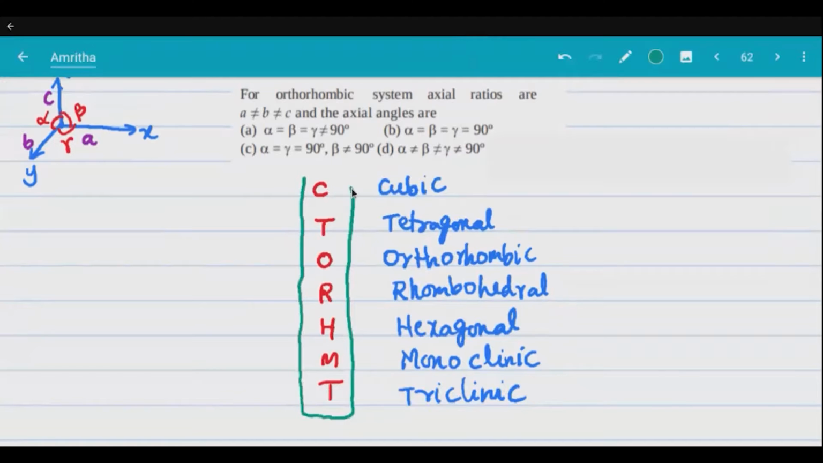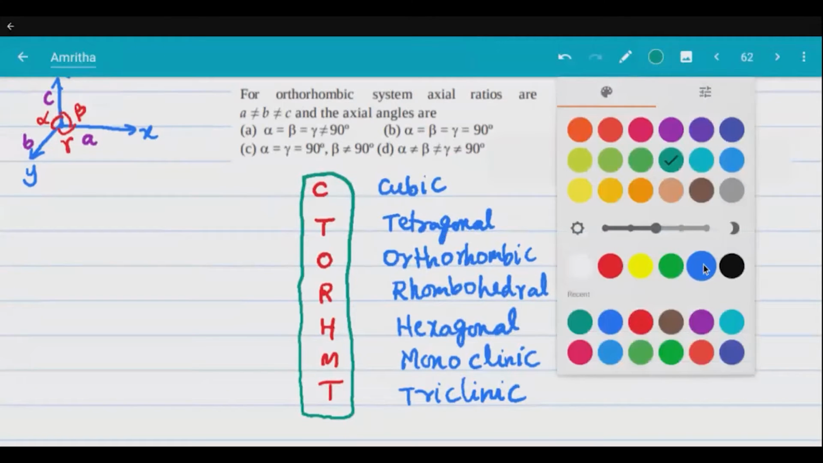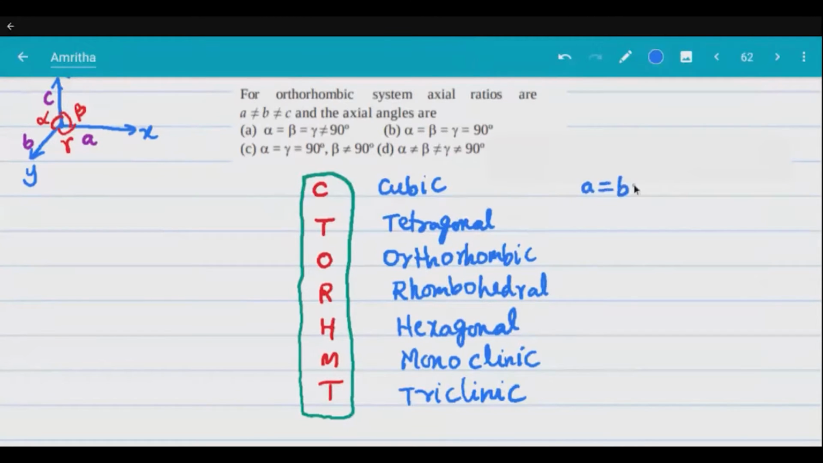After this trick, you will be able to identify any crystal system very easily. First, for the cubic system, the a, b, c relation I'm writing here: a equal to b equal to c. Then a equal to b but not equal to c. Next, orthorhombic: a not equal to b not equal to c. These three I have written: C, T, O.